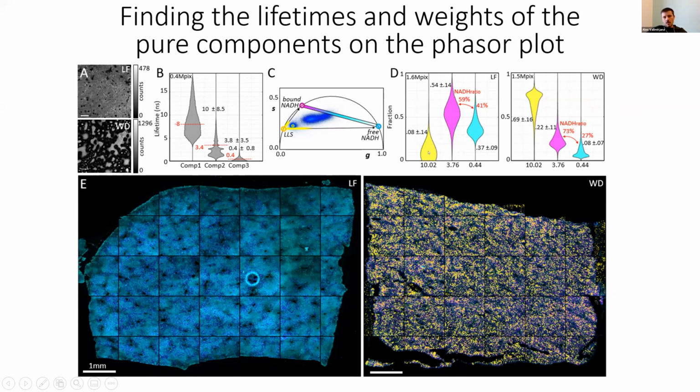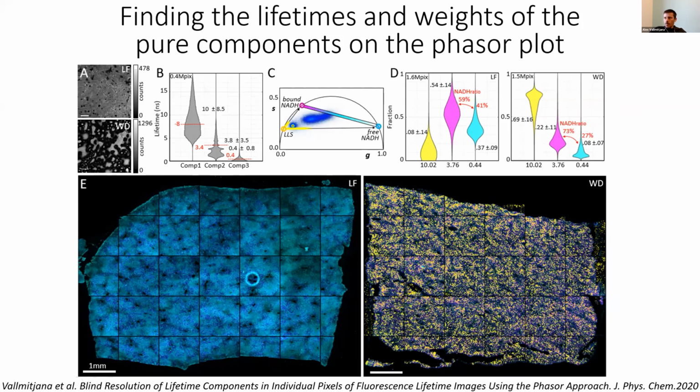And we showed that there was a much higher proportion of the lifetime species in the Western diet compared to the low-fat diet. And if you map these colors to the original images, you see it's completely different from one to the other. Yep, and that's about it.